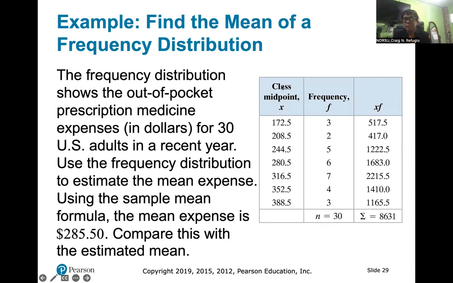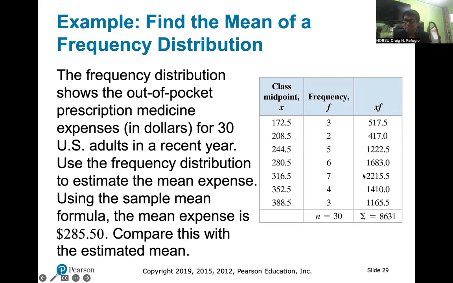Then xf, the product of the class midpoints and the frequency. So we have 172.5 times 3, 517.5. 208.5 times 2, 417.0. And so on, up to 388.5 times 3, 1,165.5. You get the total of the frequency column: 3 plus 2 plus 5 plus 6 plus 7 plus 4 plus 3, the total is 30.